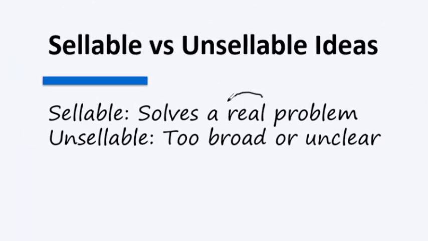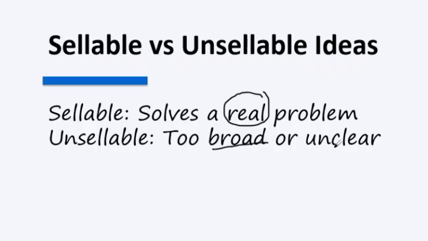Now, there's a difference between sellable and unsellable ideas. Let me try to explain what this means. What are sellable ideas? Sellable ideas are ideas that solve a problem. There's a particular problem in place and there's a solution that comes to it. People have that problem, they are looking for a solution. It won't be so difficult for them to spend their money to get the solution to the problem that they have.